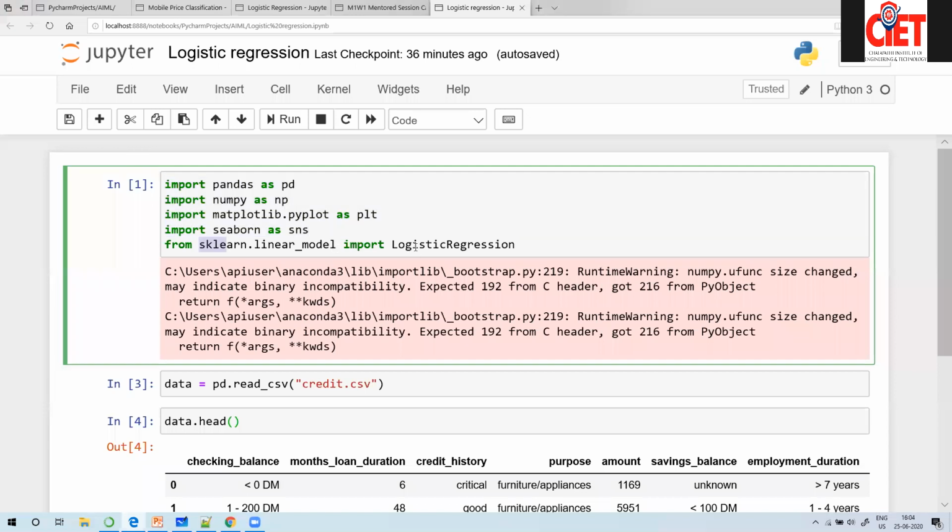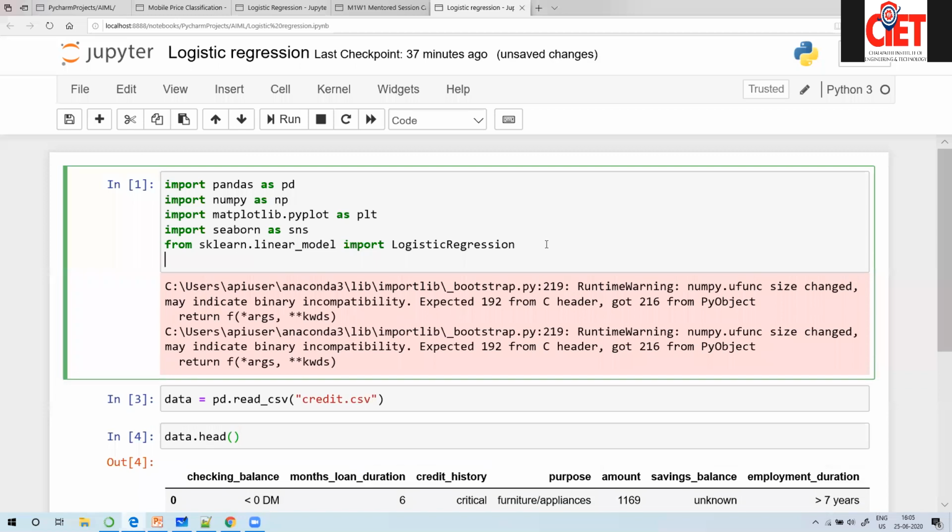Fetch the function called logistic regression from sklearn.linear_model. Yesterday we wrote a similar statement, from sklearn.linear_model import LinearRegression. So both linear regression and logistic regression are part of this sklearn.linear_model. Now we built a logistic regression model.